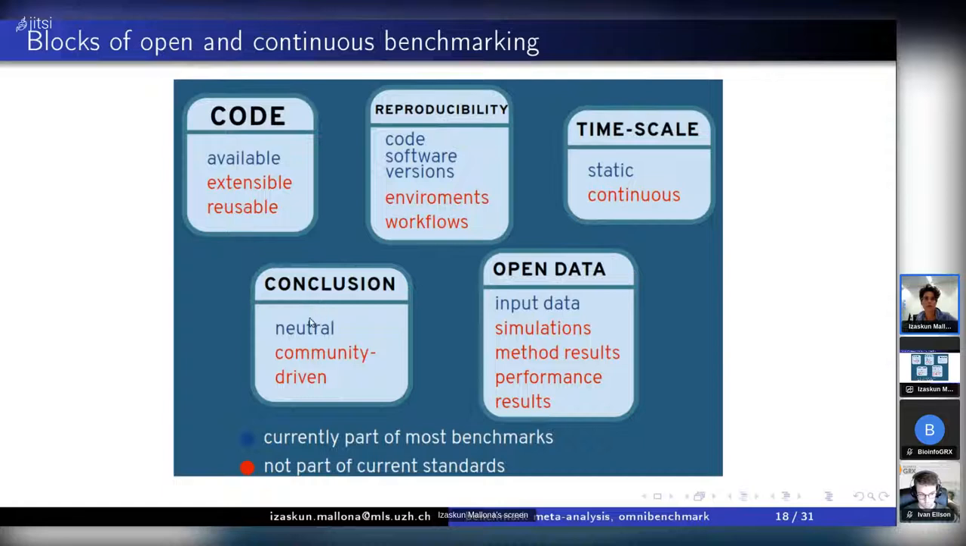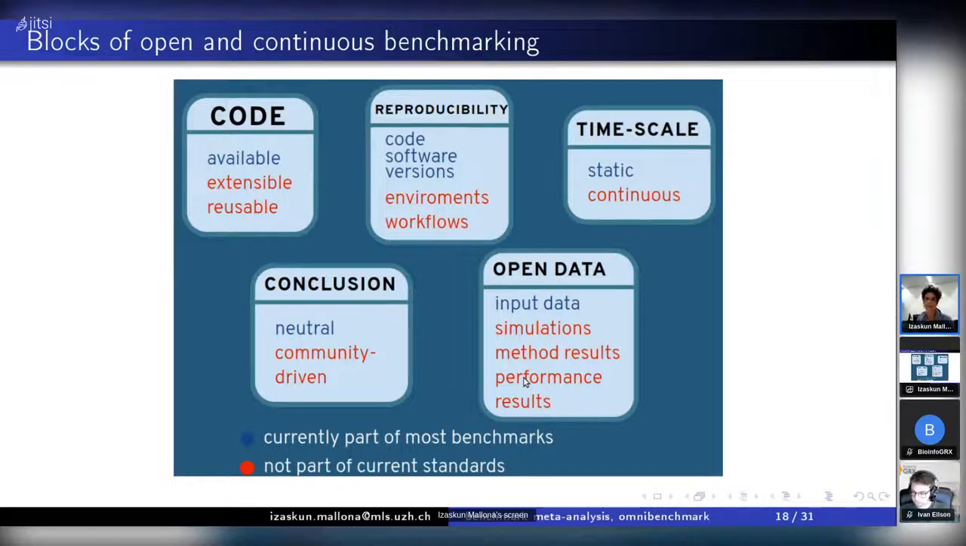As for the conclusions, we found that most of them were neutral and not competitive, meaning that the authors were not doing a benchmark to show that their method was best. But we didn't find so many that were community driven, like people from the same field really interested in gathering or arranging joint efforts to get a common tool for the community. And in terms of data, we also found that the input data was always available, but this really was lacking, in the sense that the simulations, method results and performance results were not.